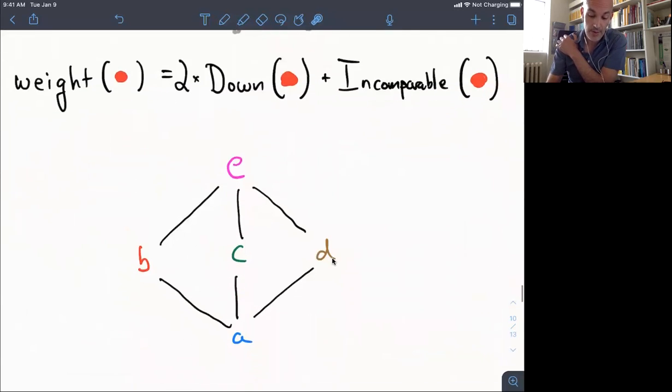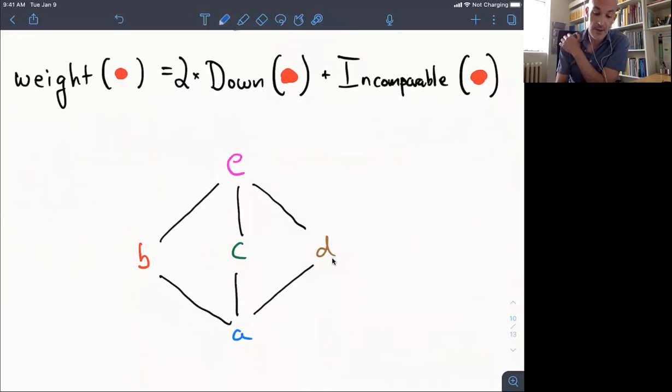Let's score this ballot. Okay, so E, let's work with E. So who is below E? Who is in the down set of E? B, C, D, and A are all below E. So there are 4 people below E. And it's 2 times that down set, 2 times that number, and none are incomparable. So E will get a score of 8.